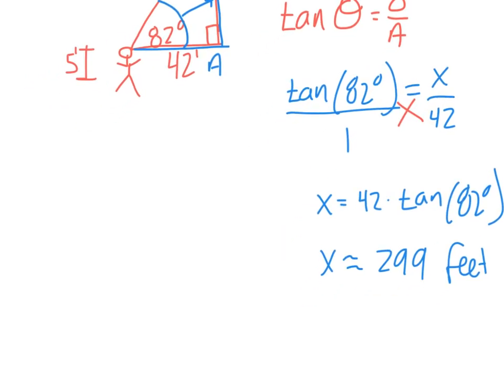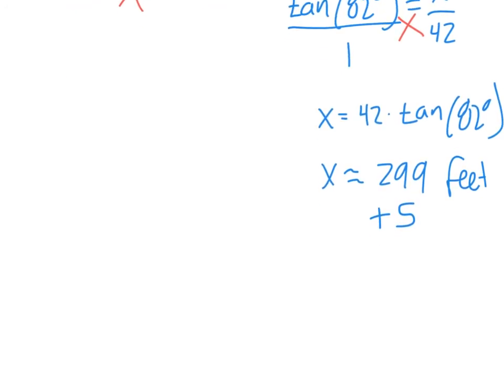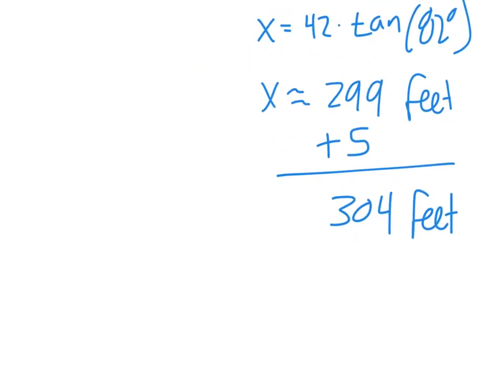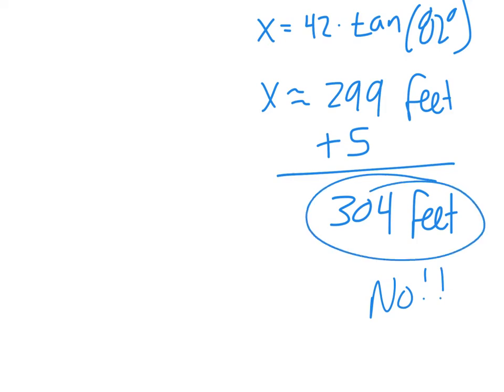So one thing that we need to make sure of then is that, hey, well, that's 299 feet, but we need to remember that her eyes are 5 feet above the ground, so we need to add 5 to that, which would be 304 feet. So should she climb up? The answer would be no, don't climb up, because the torch is 304 feet above the ground, which would give you a nosebleed.